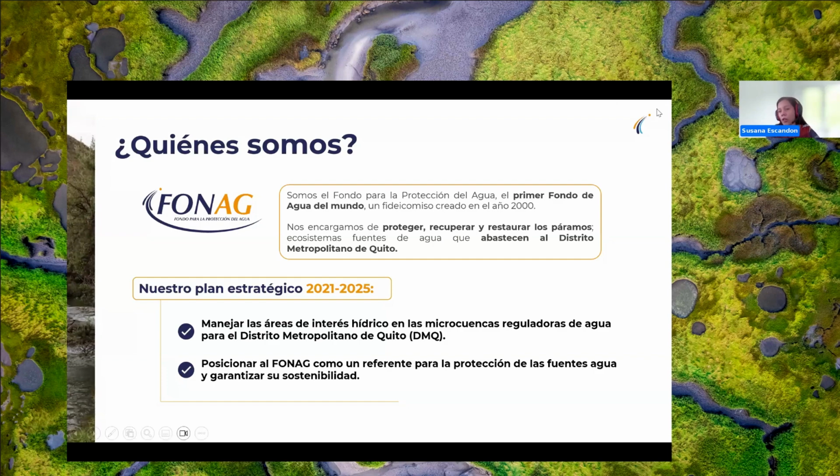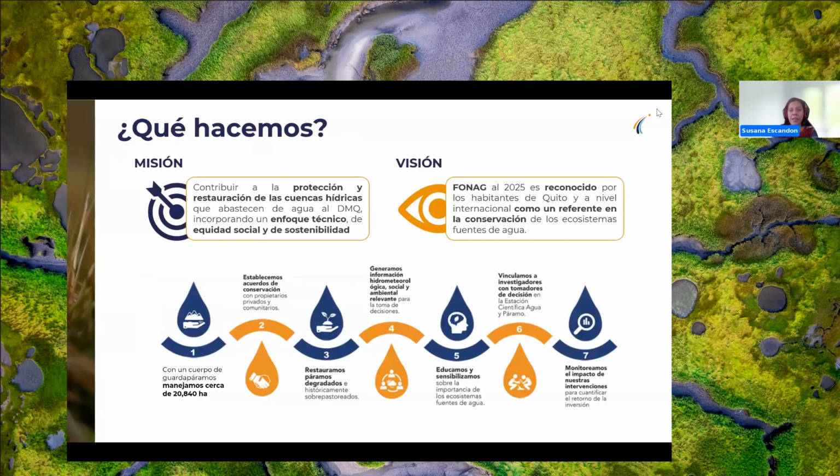We are the Water Protection Fund, which is the world's first water fund. It's a trust fund created in the year 2000. We are responsible for protecting, recovering, and restoring moors, ecosystems that are the sources of water that are very important to supply the metropolitan district of Quito, Ecuador. Our strategic plan 2021 to 2025 is to manage the water-related areas of interest in the water-regulating microbasins for the metropolitan district of Quito. And the second one is positioning FONAG as the benchmark for the protection of water sources and ensuring their sustainability.